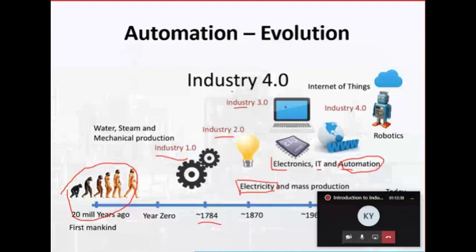Industry 4.0 is the current stage. That means we are still in that state. Actually, we are going towards it because this is still not completely achieved. In industry 4.0, the major factors are the Internet of Things and also artificial intelligence. It was not mentioned here, but mainly artificial intelligence. So what is the Internet of Things?